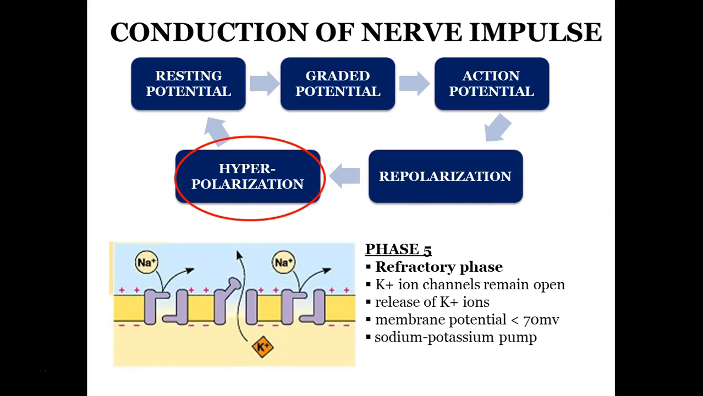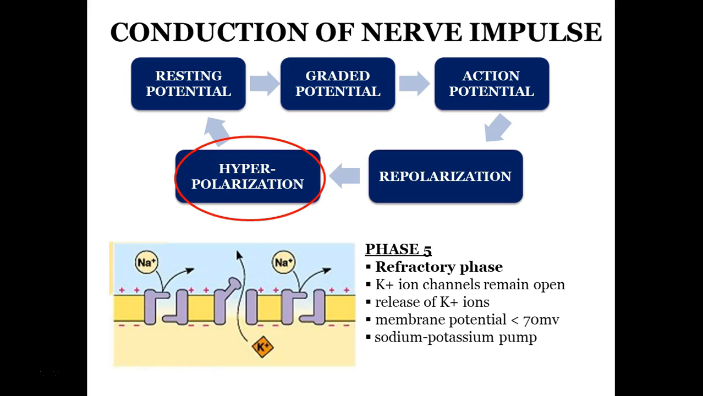Right, now the next phase is hyperpolarization, which we also call the refractory phase. What is basically happening is that potassium ion channels remain open for a long time as compared to sodium channels. As a result, there is more release of potassium ions. So an excess of potassium ions goes out, and the membrane potential decreases to less than minus 70 mV.